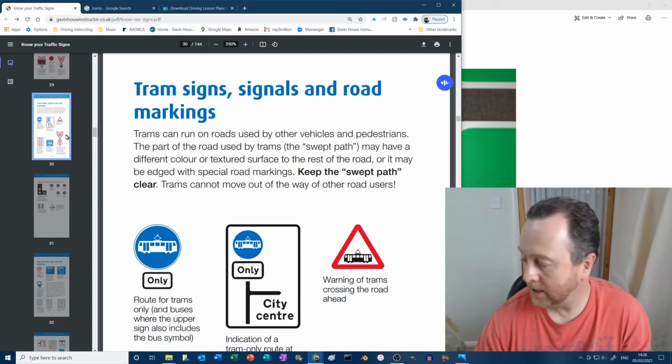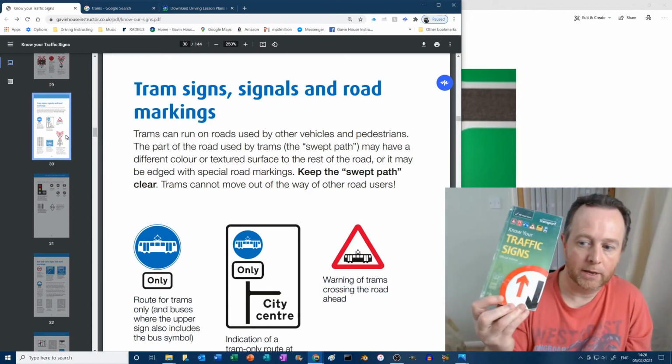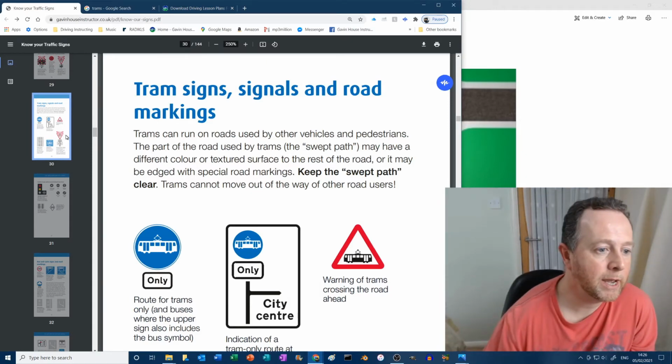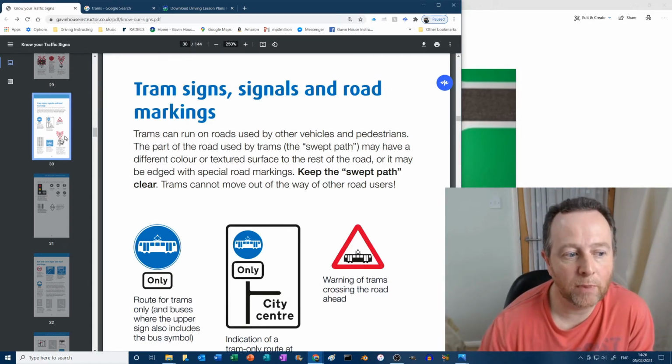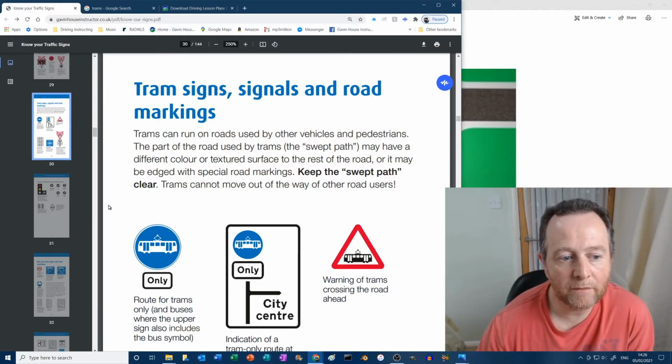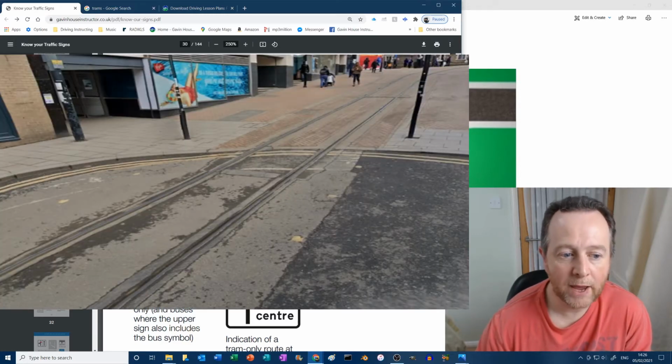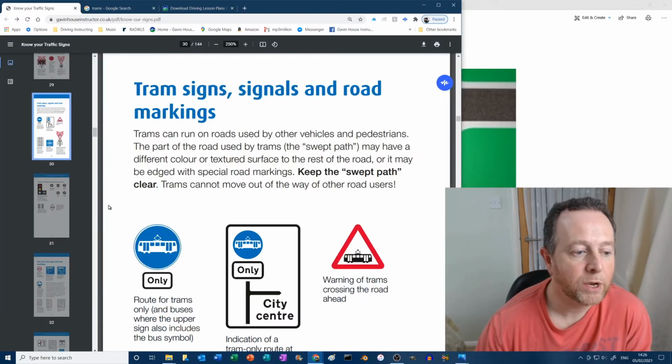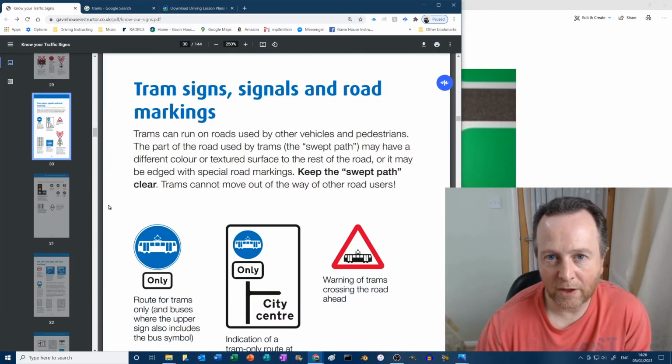Right, so page 30 of this book is all about tram signs, signals and road markings. Let's have a look. Trams can run on roads used by other vehicles and pedestrians. Part of the road used by trams, the swept path, may have a different colour or textured surface to the rest of the road, or it may be edged with special road markings. Keep the swept path clear. Trams cannot move out of the way of other road users. Obviously it's a train, it's on a track.